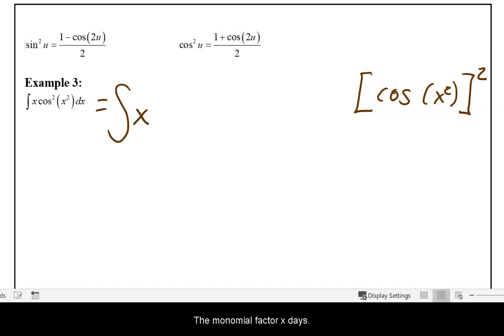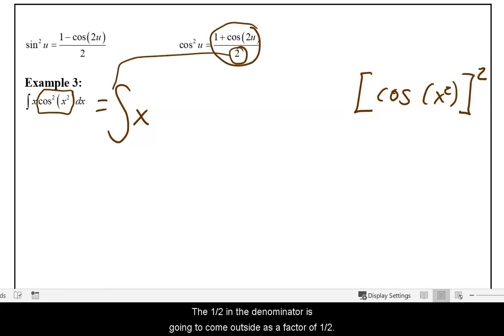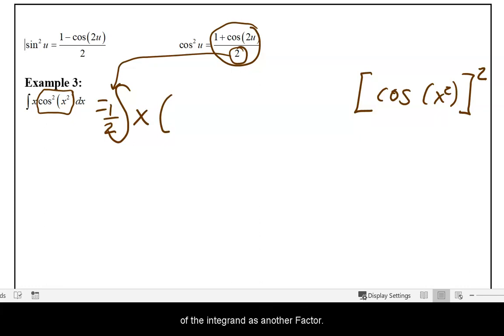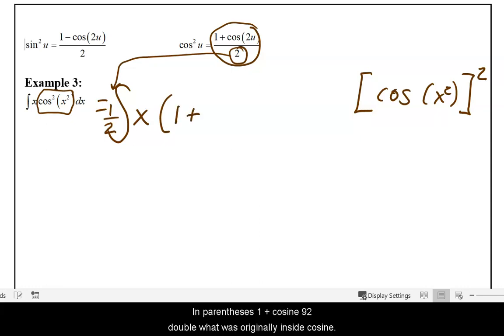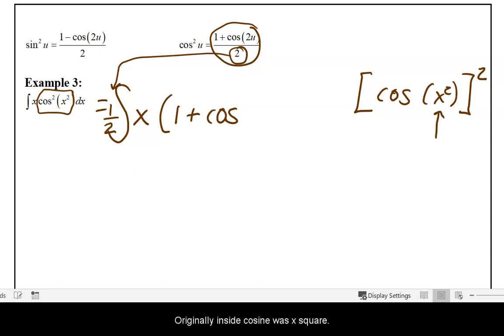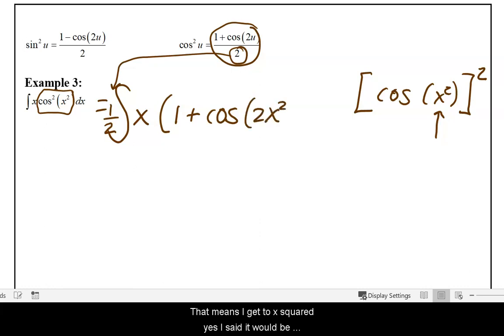The monomial factor x stays. I'm going to replace the cosine squared with what I have here. The 1/2 in the denominator is going to come outside as a factor of 1/2. Then I'm going to write the rest of the numerator as part of the integrand as another factor. In parentheses, 1 plus cosine. Now I need to double what was originally inside cosine. Originally inside cosine was x squared. That means I get 2x squared.